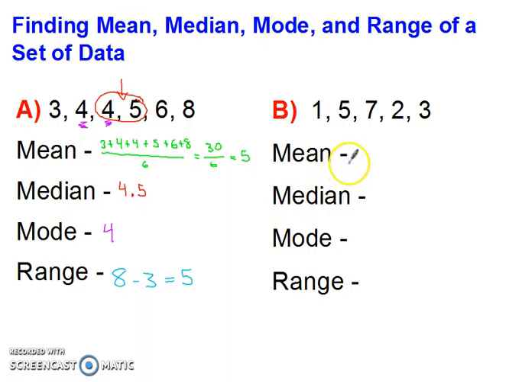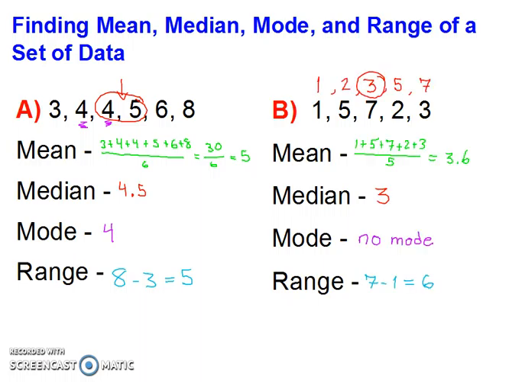Take a moment and pause the video and try this next one on your own. Keep in mind, the numbers are not in numerical order. When you return to the video, the answer for the mean, median, mode, and range will be found at the right. And there you have it.